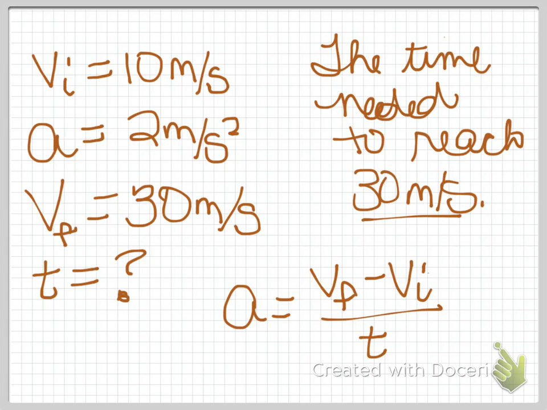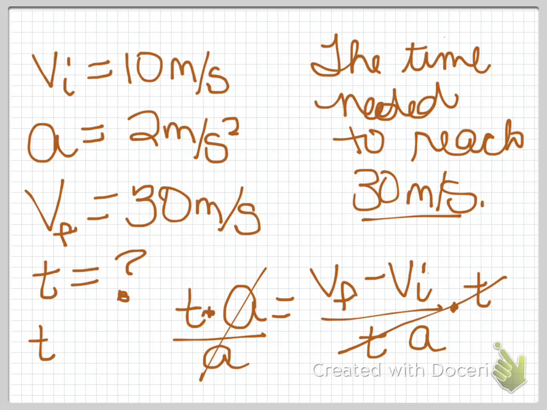When you are looking for T, and it's in the bottom, you cannot solve for it there. You have to get it out of the denominator. It's being divided, so I'm going to multiply both sides by T. And now it's out of the denominator, but it's not by itself. So now I'm going to divide by A to get it by itself. So then T is equal to VF minus VI over A.